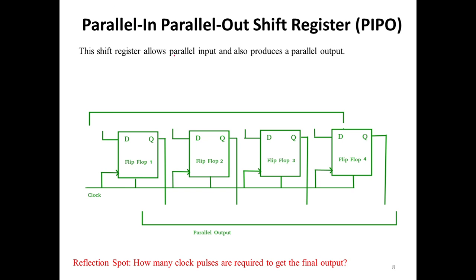Now the next one is the parallel in parallel out shift register, where you can apply the input individually to each and every flip-flop and you have to take the output from each flip-flop. So this shift register allows parallel input and produces a parallel output.